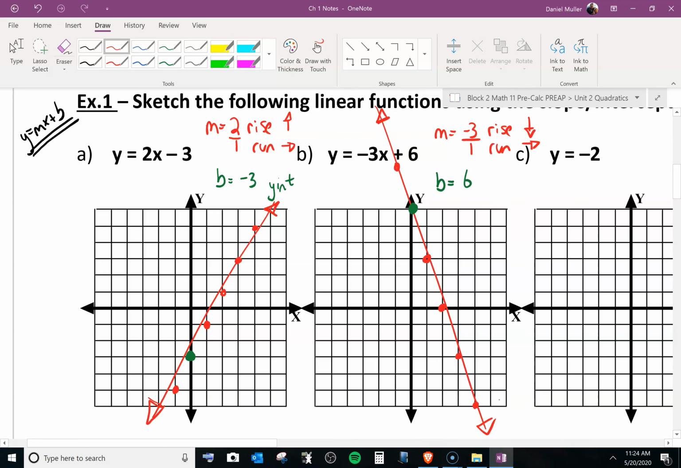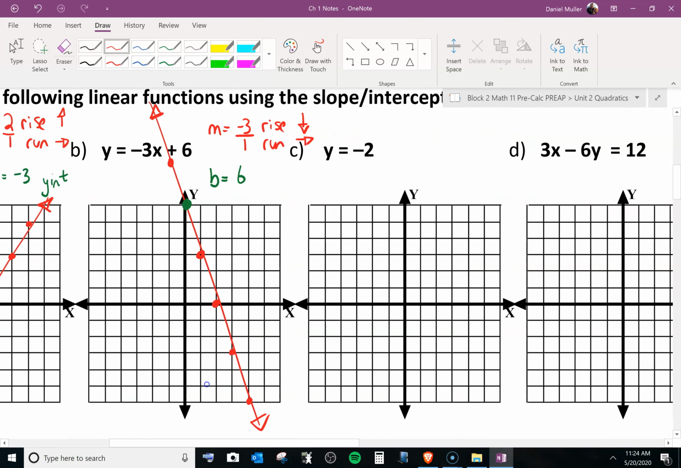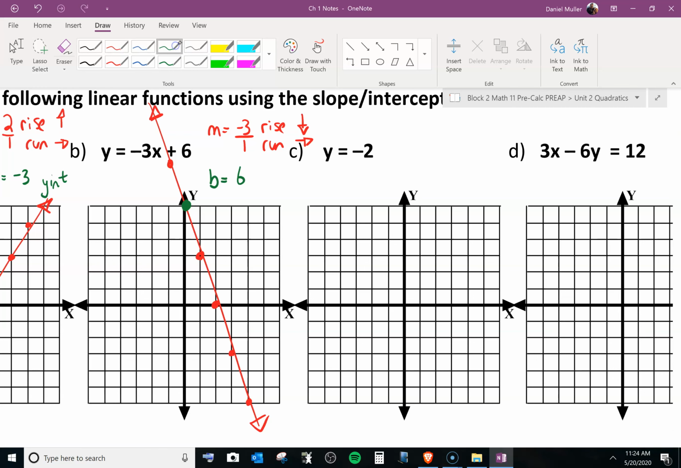I went obviously a little aggressive there, shooting off through the equation, but whatever. So, moving on, y equals negative 2. So our b value is the one without the x. I don't see an x, so negative 2 is where we start. 1, 2. That is our b value.